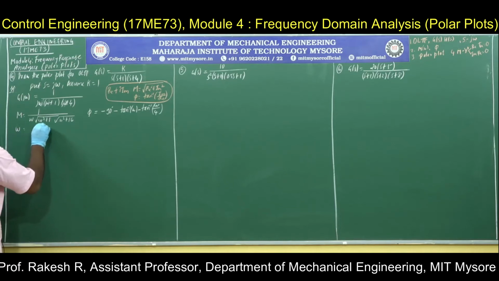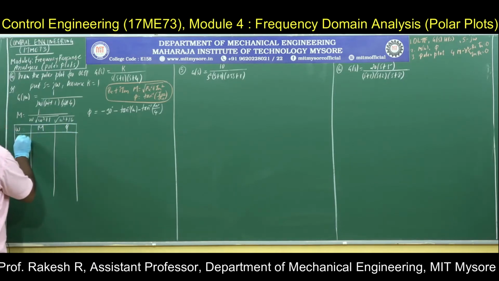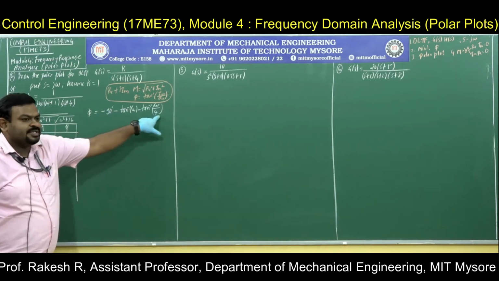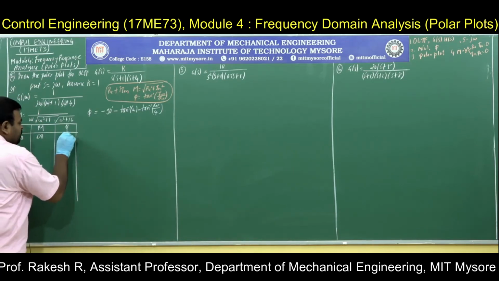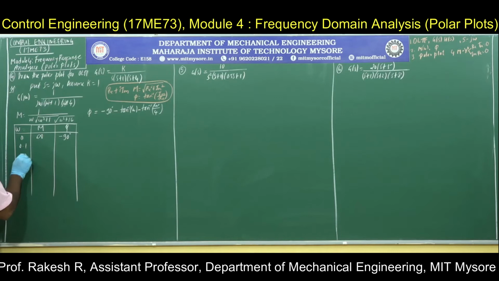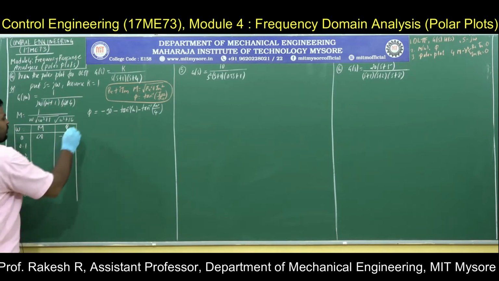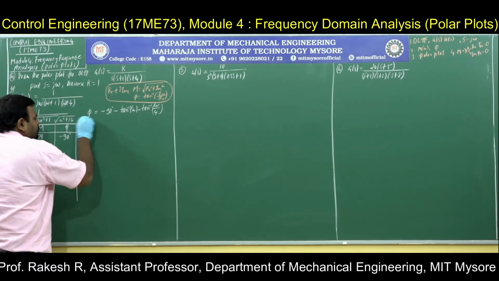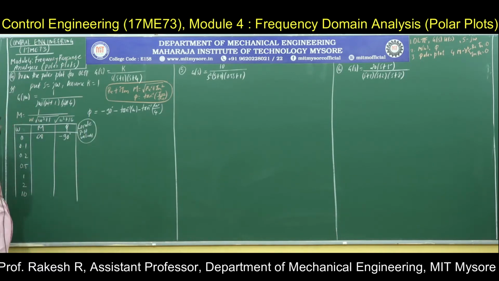Calculate the magnitude and phase angles for different values of omega. Minimum 8 values you have to write here. So when you give omega is equal to 0, what is the magnitude? Since there is an omega in the denominator, if you give 0 it will be infinity. What is the phase angle? Phase angle will be minus 90, 0, 0, so it is minus 90. So calculate for omega 0.1, 0.2, 0.5, 1, 2, 10, etc. Minimum, you have to locate 8 to 10 values. Then you will be knowing how the plot will go.